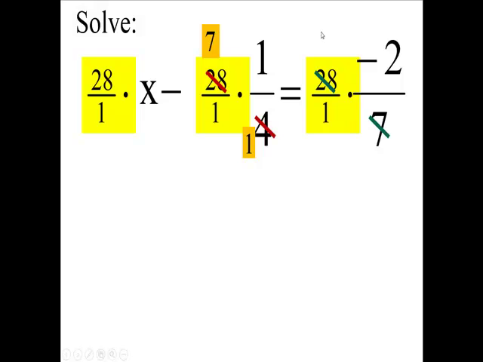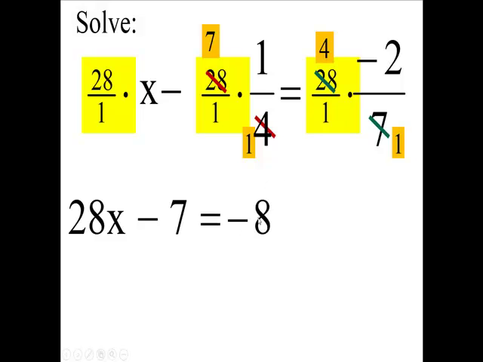28 divided by 7 is 4, and 7 divided by 7 is 1. Okay, now remember I told you that 28 was the poison. We're going to kill all the fractions. Watch what happens here. I have 28 times x. Do you see a fraction here? No more fractions. I have 7 times 1. You see, we killed the fraction, didn't we? And then I have 4 times negative 2 is negative 8. The 28 was the poison that we used to kill the fractions. No more fractions. We have a lot less problems here.